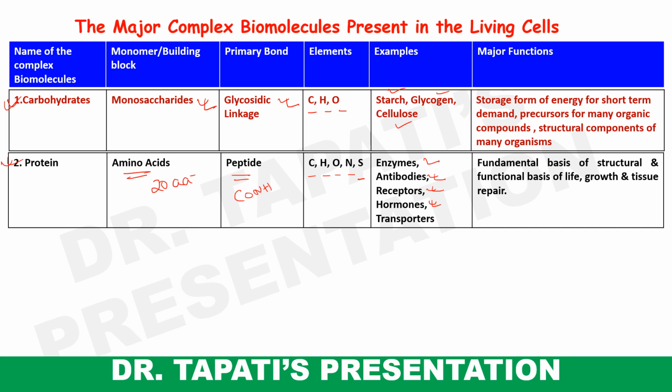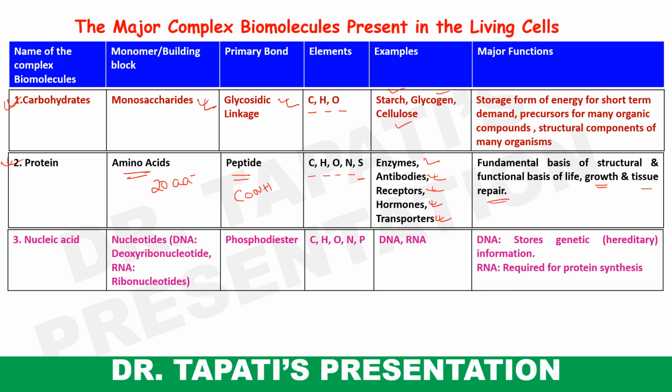Receptors are made up of protein. A few hormones are protein hormones. Transporters are also made up of proteins. Major functions, if you consider for the protein, this is the fundamental basis of structural and functional basis of life. It is required for growth and tissue repair.